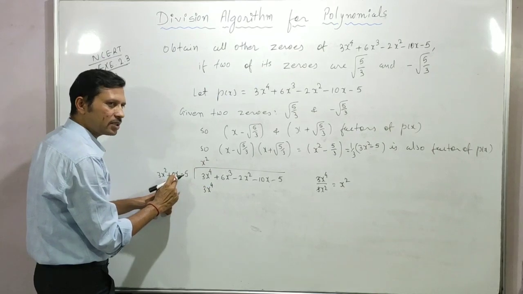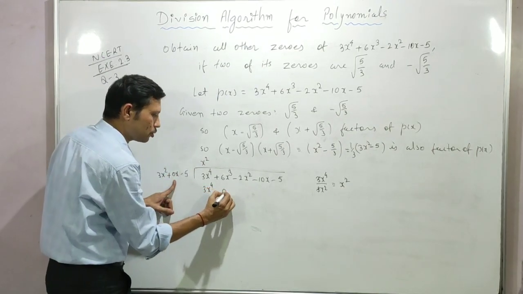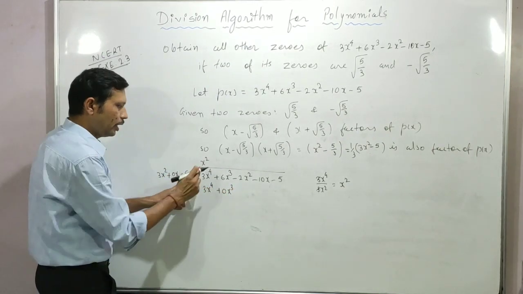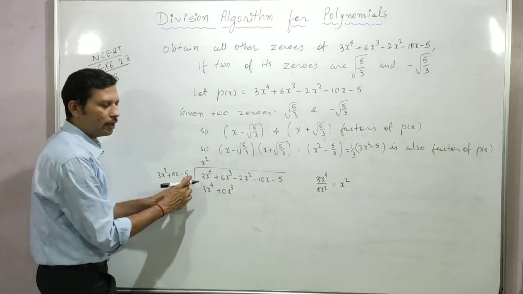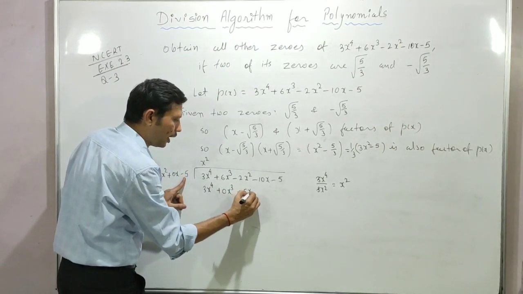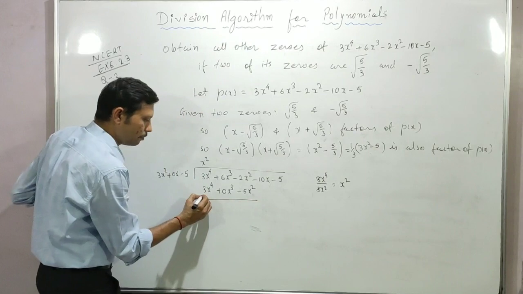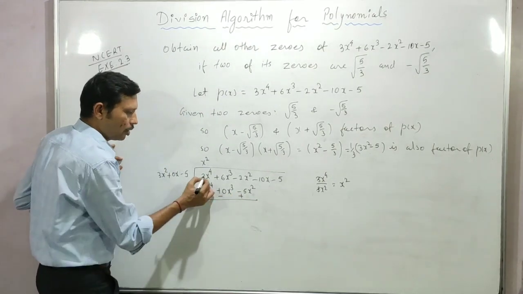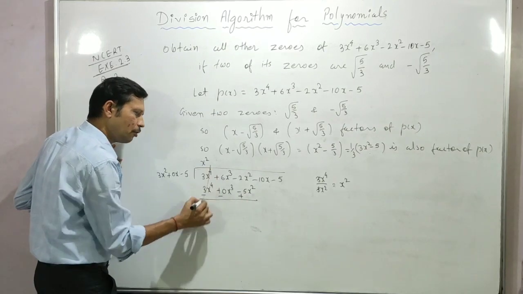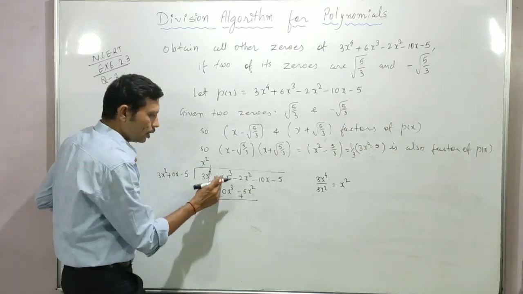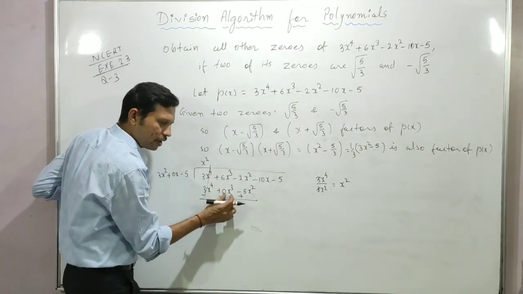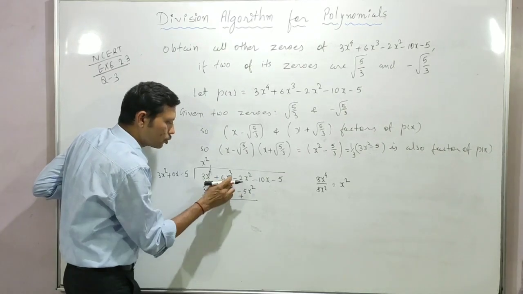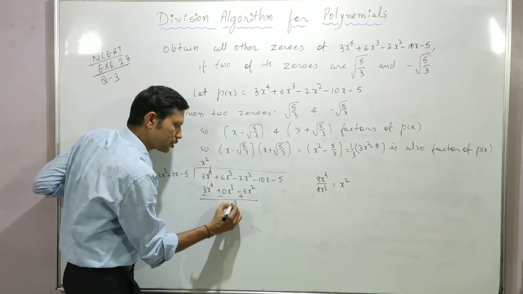x square multiplied with x cube, with the 0 coefficient, gives 0x cube. x square multiplied with minus 5 becomes minus 5x square. Now make the subtraction: plus becomes minus, plus becomes minus, and minus becomes plus. Plus 3x to the power 4 minus 3x to the power 4 cancels out. For like terms, 0x cube has no value, so now we write down only plus 6x cube.